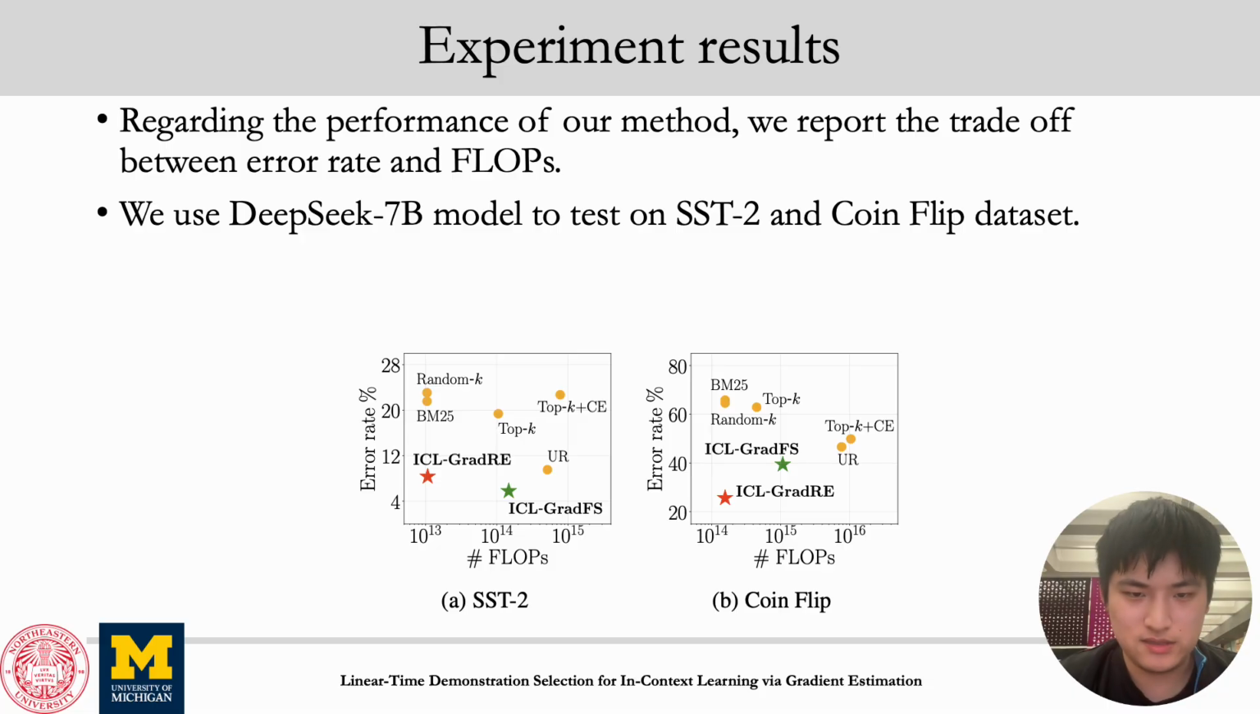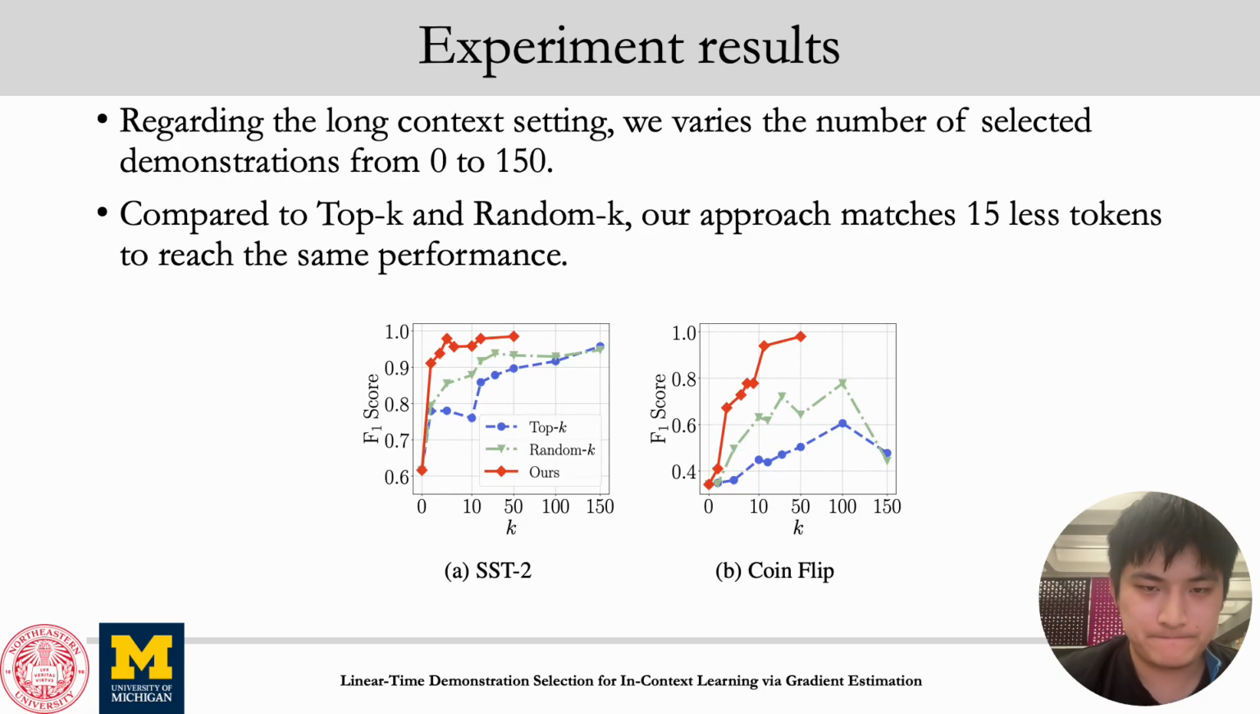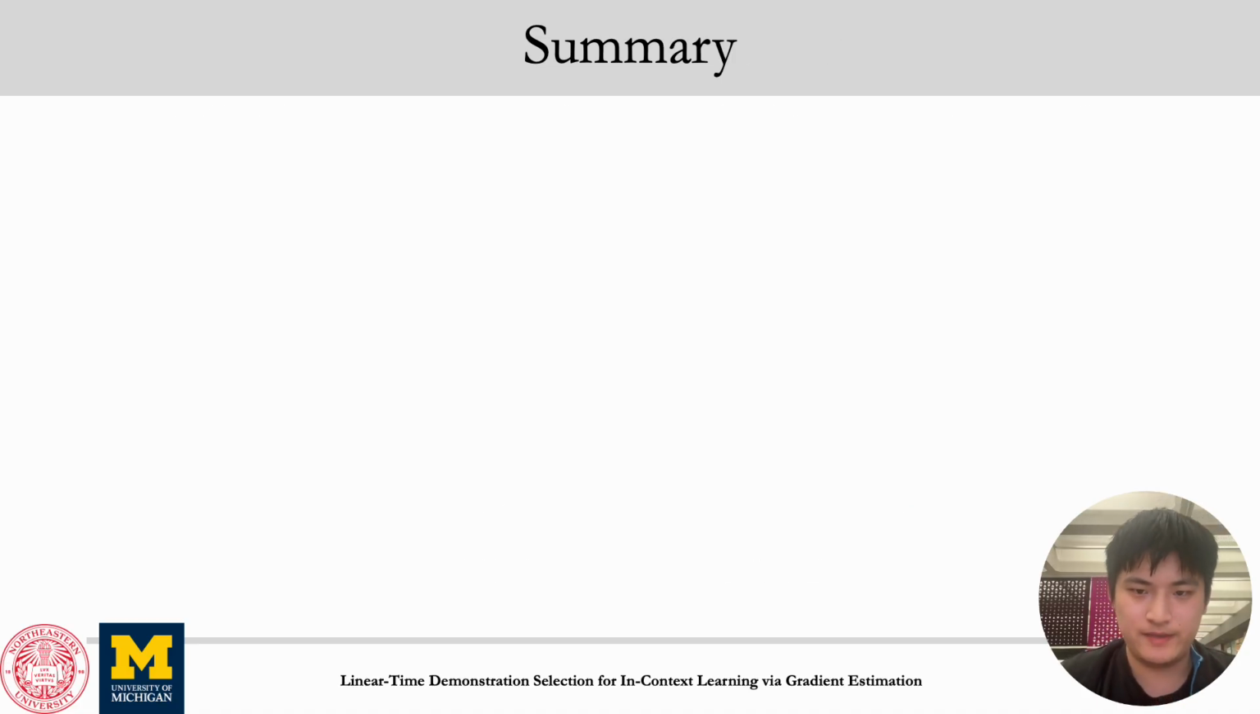Here are the main results. We can find that for GradSel with random ensemble, our method achieves the lowest FLOPs and the lowest error. We also consider a long context setting, where our method achieves similar results with much fewer input tokens than traditional methods like TopK and RandomK.